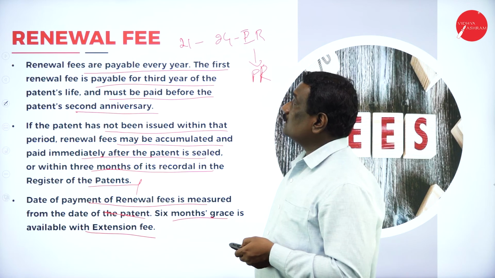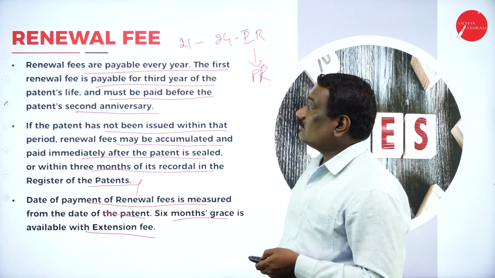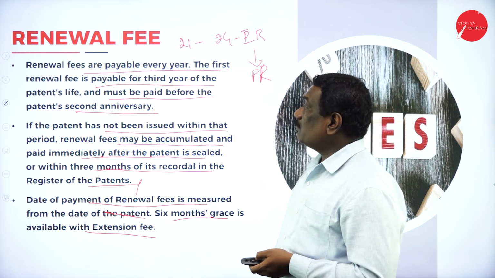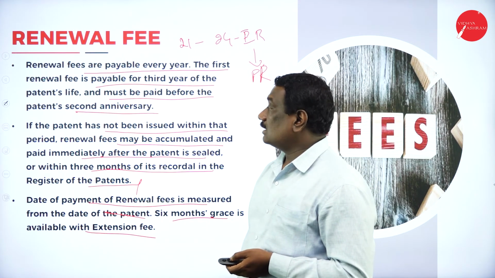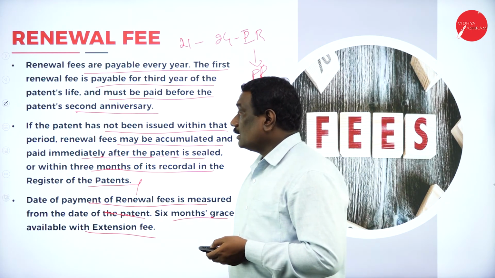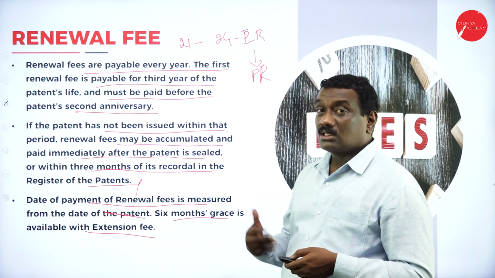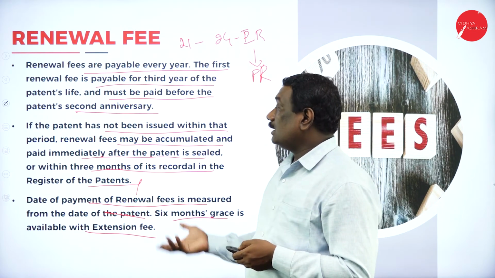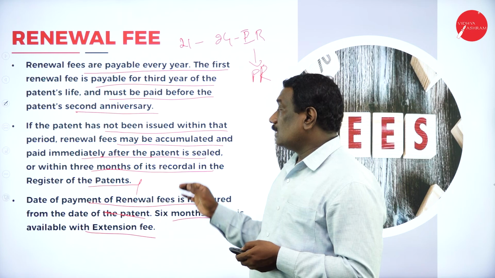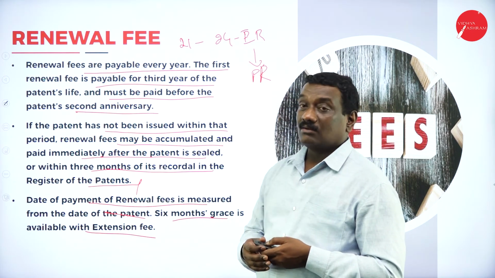And regarding renewal fees, they are payable every year. The first renewal fee is payable for the 3rd year of the patent life and must be paid before the patent's 2nd anniversary. If the patent has not been issued within that stipulated period, the renewal fees may accumulate, and they should be paid immediately after the patent is sealed or within 3 months of the recordal in the register of patents.